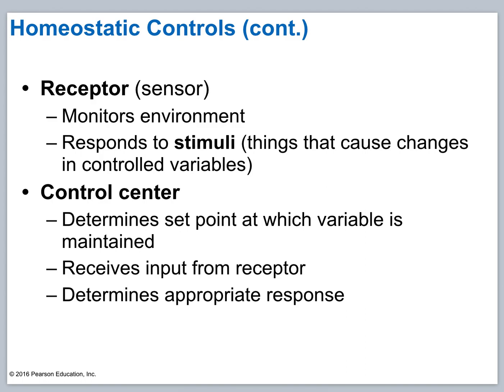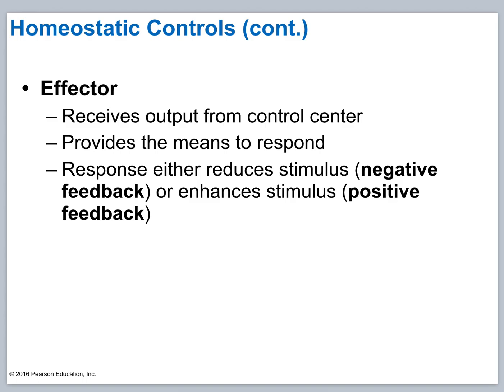Homeostasis is controlled by three separate components: the receptor, the control center, and the effector. The receptors monitor the environment and respond to stimuli. The control center receives input from the receptor and determines the appropriate response. And the effector receives output from the control center and provides a movement in response to a stimulus.